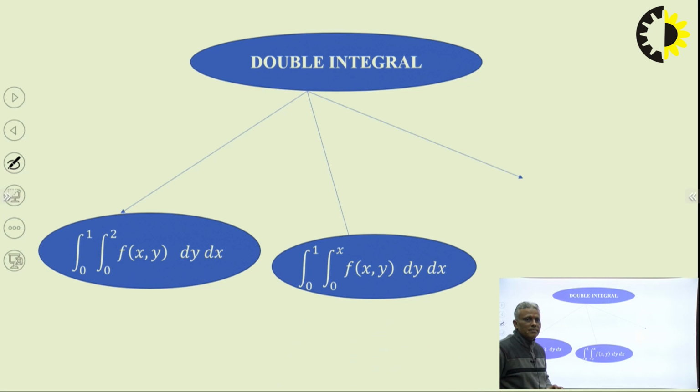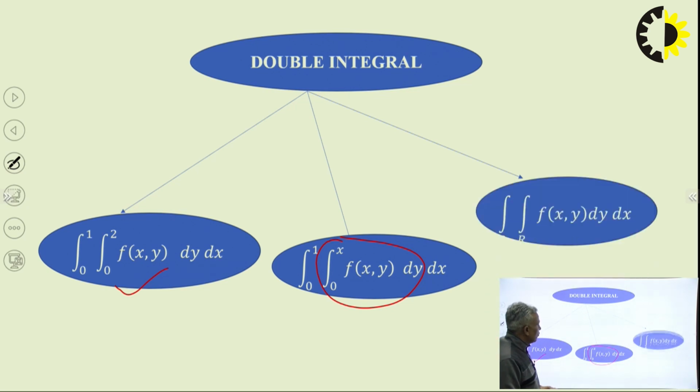Another problem is based on the case where one limit is variable and another limit is constant. That means this is the limit of y. So first we solve with respect to y and put in the limit, and then solve with respect to x. Students, keep in mind, in the first case both limits are constant, and in this case one limit is variable and another limit is constant.